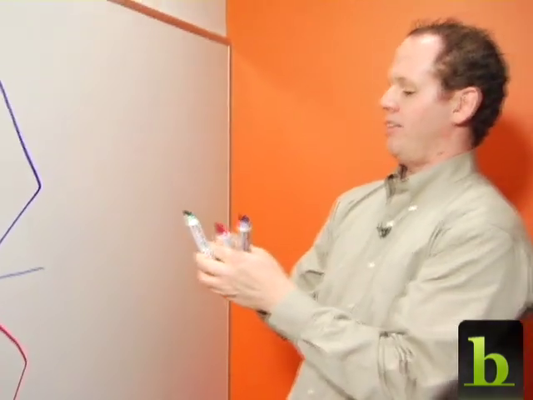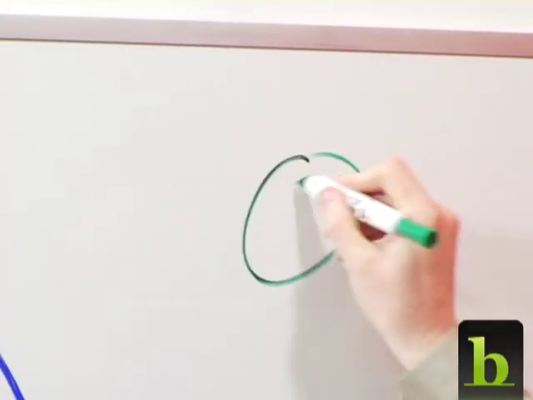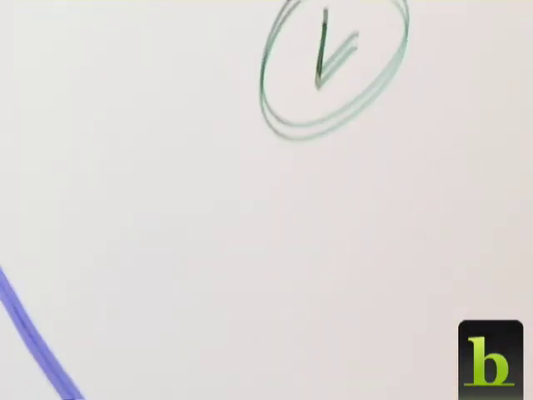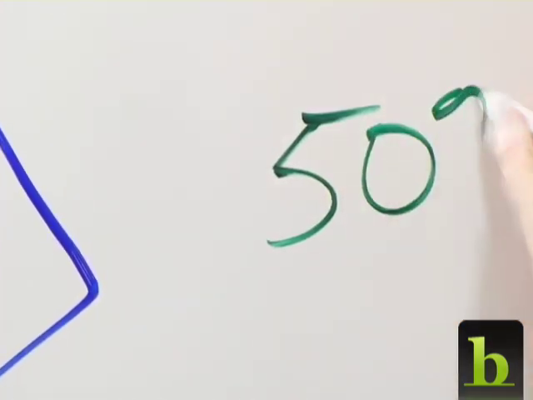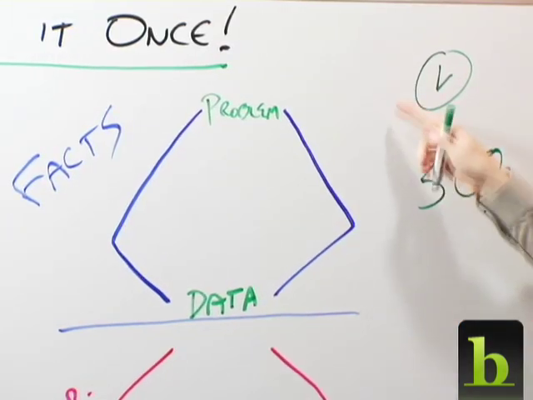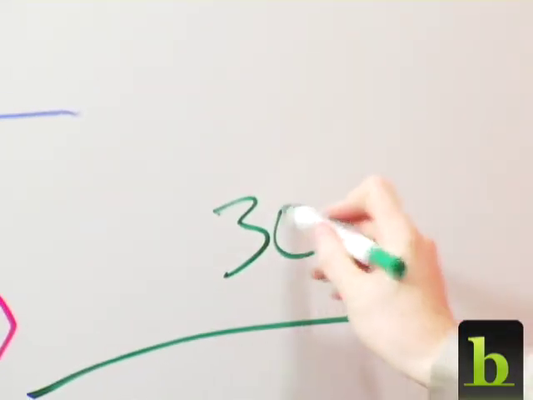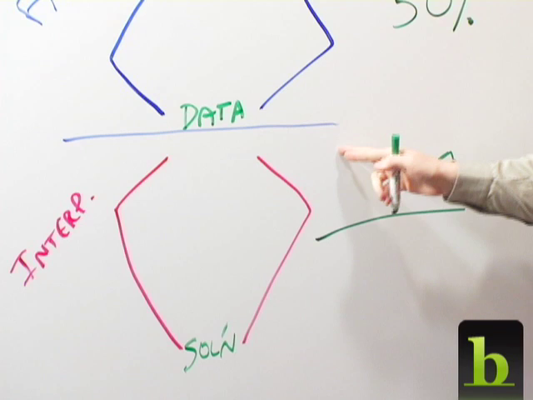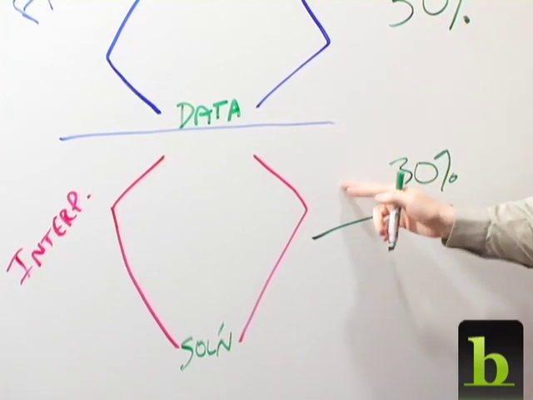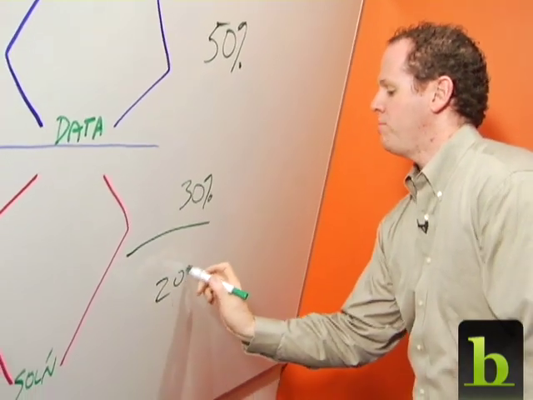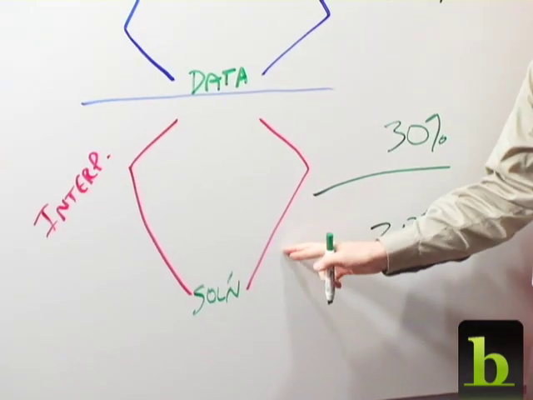Now, if I put a clock on this, here's what it looks like. The first 50% of the time in the meeting should be spent on just the facts, just the data, just what we know. Then about 30% of the time should be spent discussing possible interpretations and disagreeing over interpretations. Only the last 20% of the time should be spent actually discussing a solution.